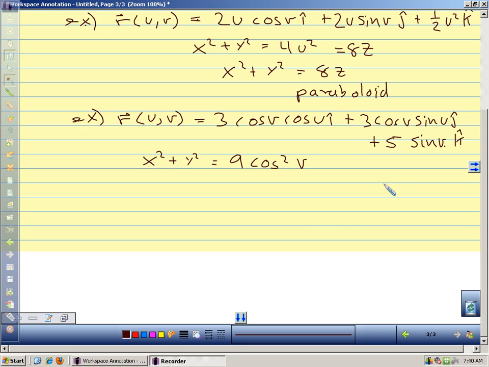And how does that relate to the z component? It doesn't? How about cosine squared v, how about x squared plus y squared over 9?